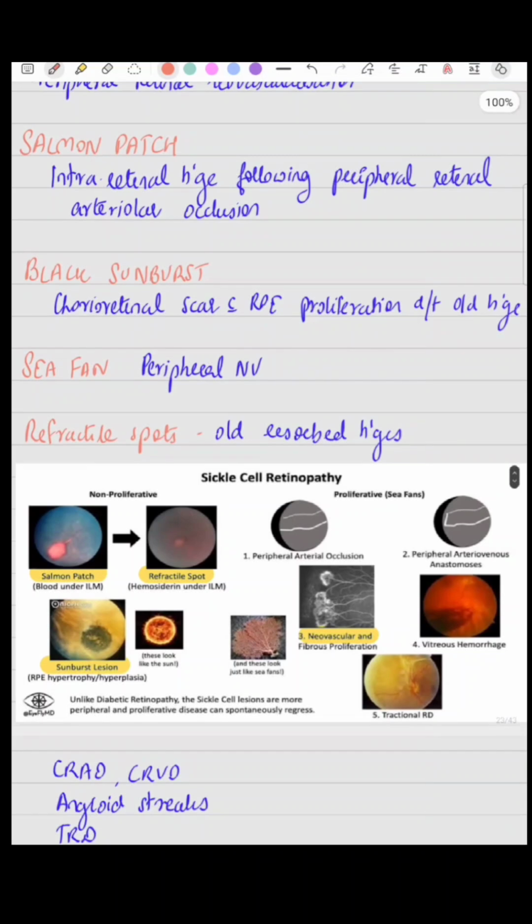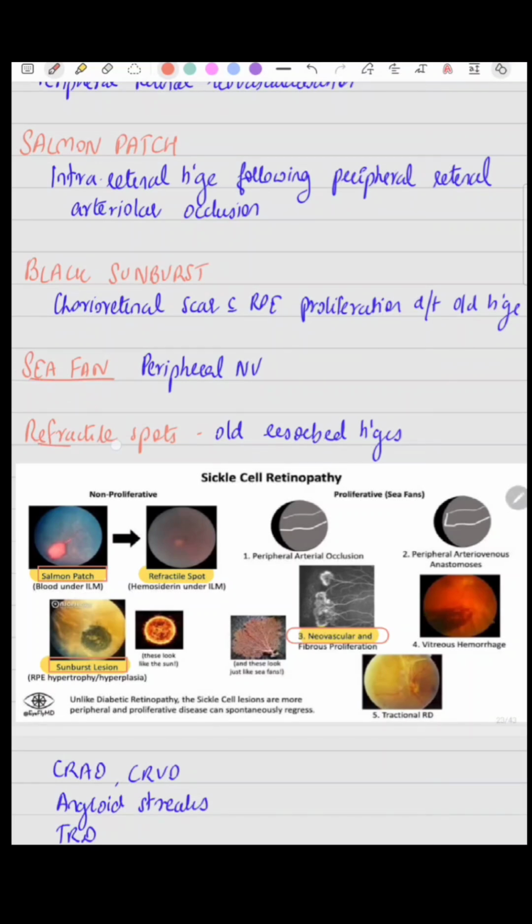This is a salmon patch. And then there will be a black sunburst appearance, black sunburst. These occur because of focal retinal pigment epithelial hypertrophy and RPE proliferation due to old hemorrhages. Due to intraretinal hemorrhages, there can be a salmon patch. Then the sea fan appearance is because of the peripheral neovascularization. Usually the fibrovascular proliferation is in the superior temporal periphery. It is known as a sea fan.